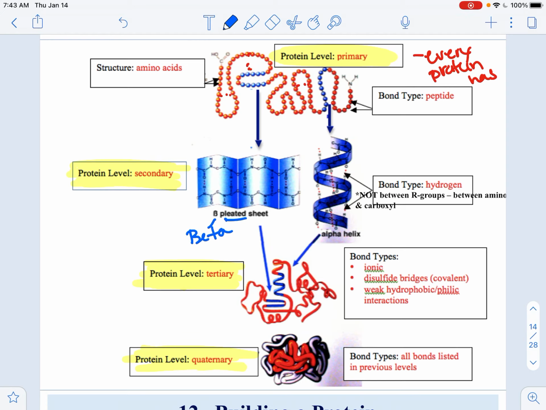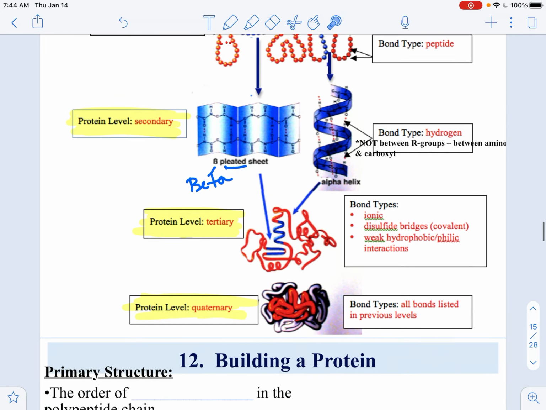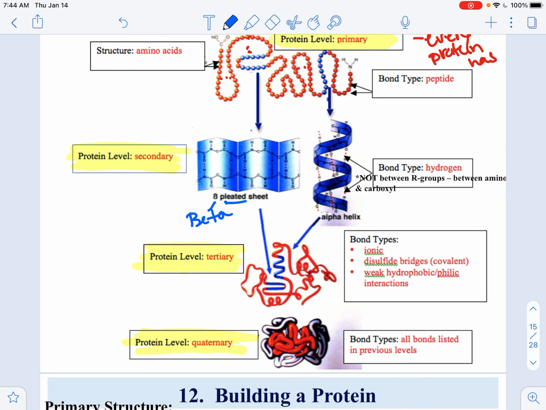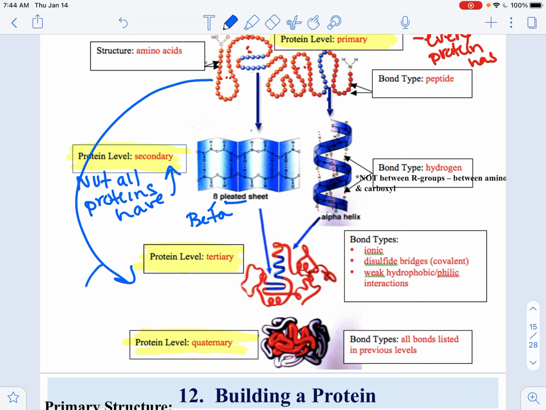Okay, so that's a shape it can fold up into, a pattern. And there's only two types of secondary structure. It can fold up in a helix or a sheet. It's just a shape that's a pattern. All right. But not all proteins will do this. Not all proteins have secondary structure or will fold up into a pattern. A lot of proteins will just go right from primary structure to tertiary and quaternary, which together we call globular proteins.